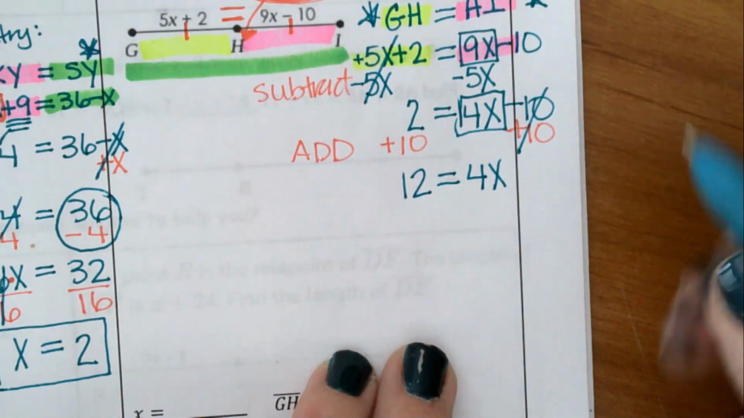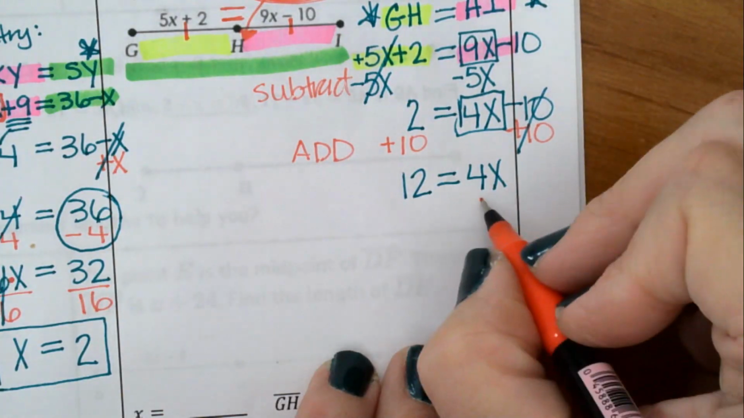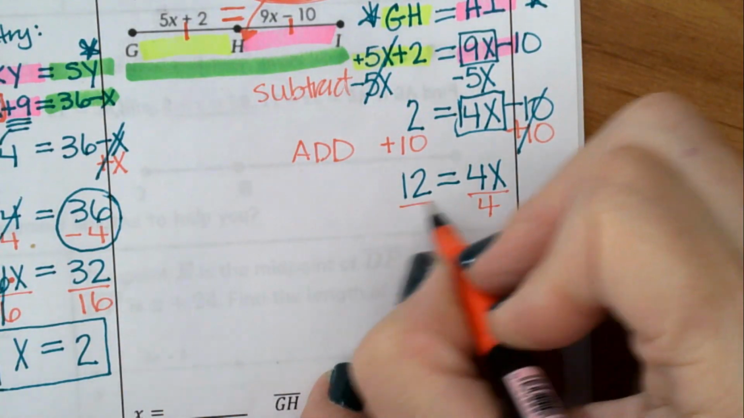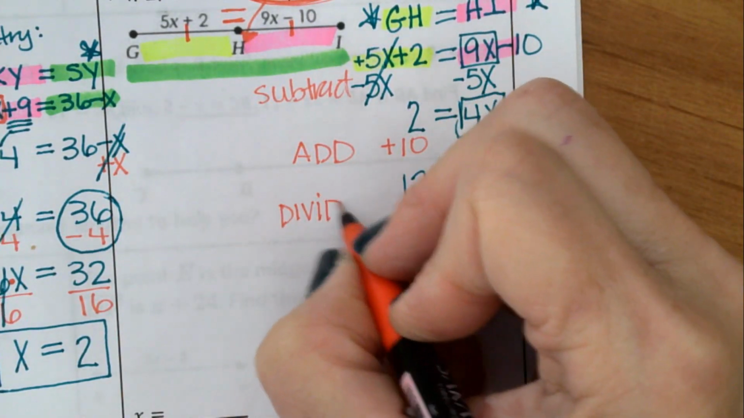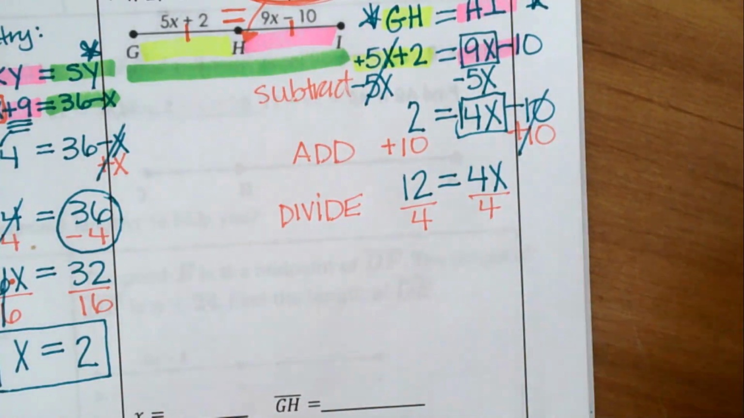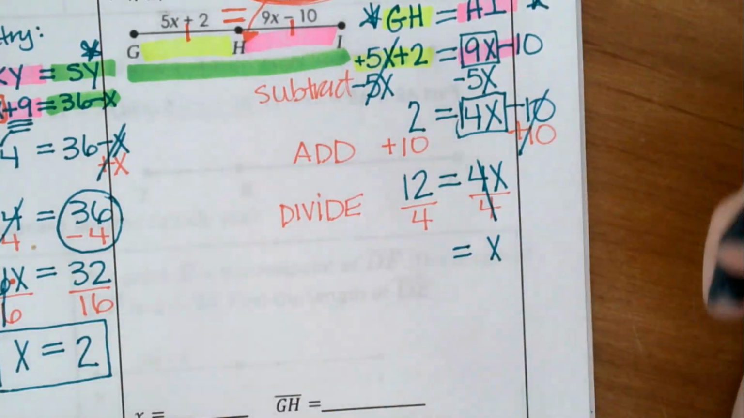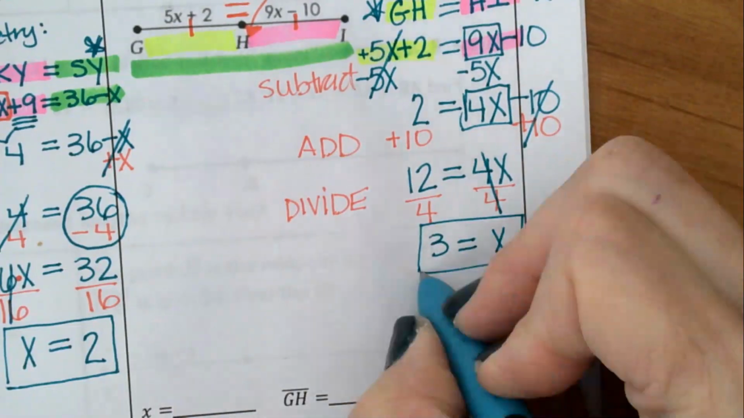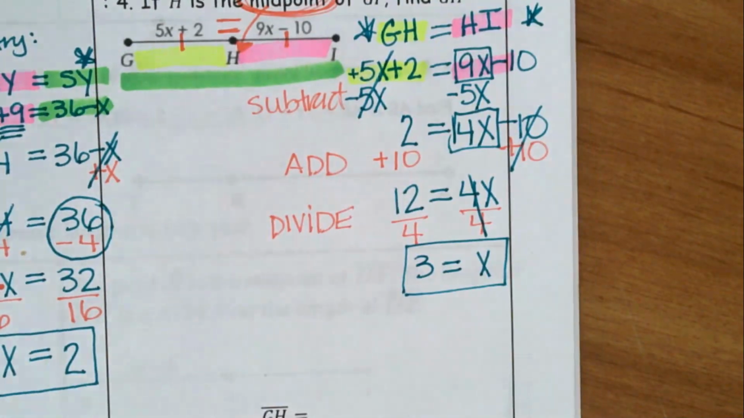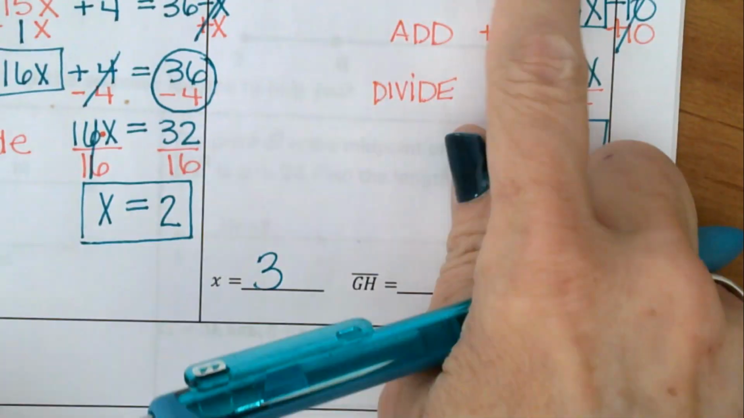All right, last step. What are we going to do with that 4 right there? Very nice. We're going to divide. So write divide. Okay, 4 divided by 4 is 1, so that's x equals, and what's 12 divided by 4? 3. Okay, so do we know what the x value is? We sure do.